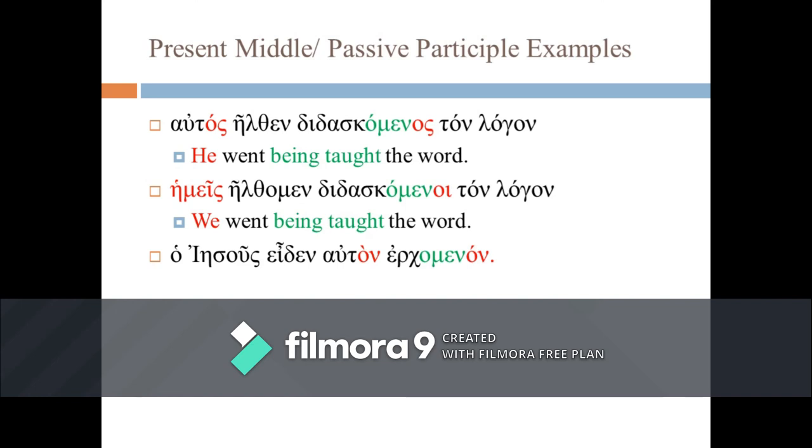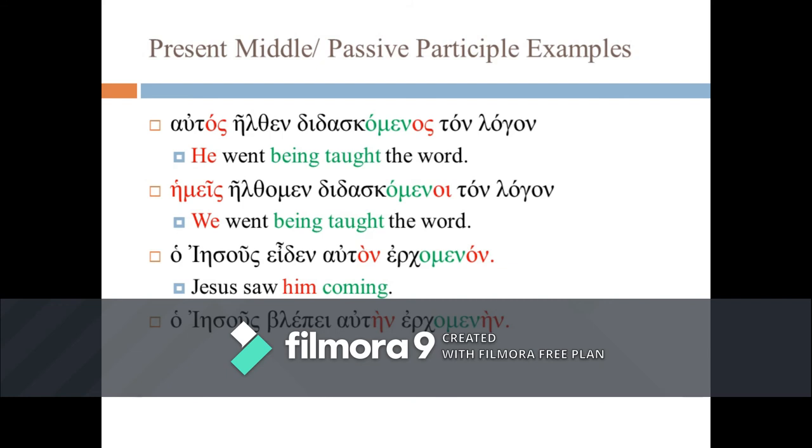Hayesus eiden auton erchomenon. The participle that we have, and this is a deponent from erchomai, is erchomenon. That ending is an accusative ending, so we're looking for an accusative word. And we found one with auton, masculine accusative. It cannot refer to Hayesus, because Jesus, although it's masculine, is in the nominative. So it must read, Jesus saw him coming. Once again, in English we would have a dangling participle, but in Greek we have no problem understanding who's coming and who's seeing.